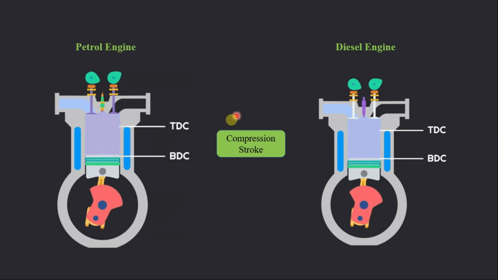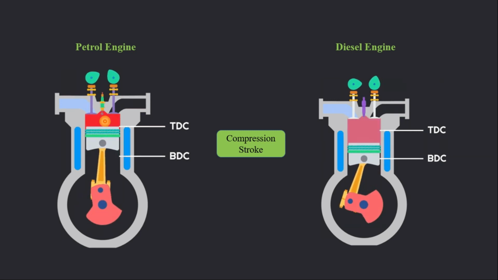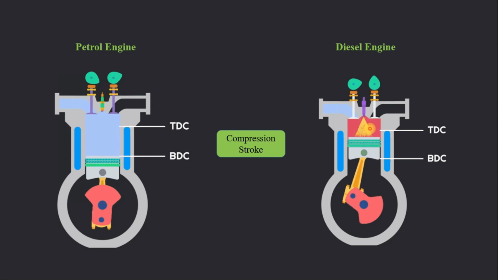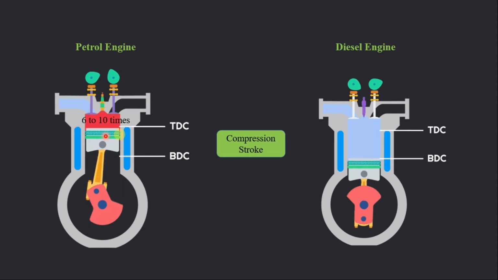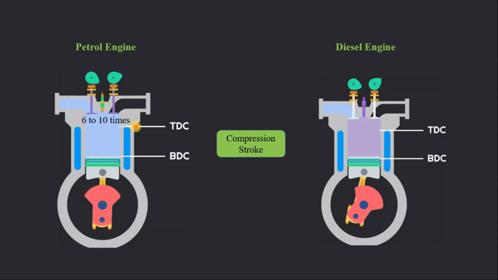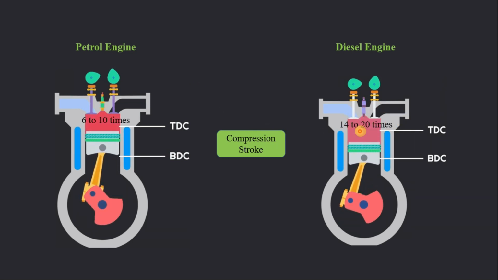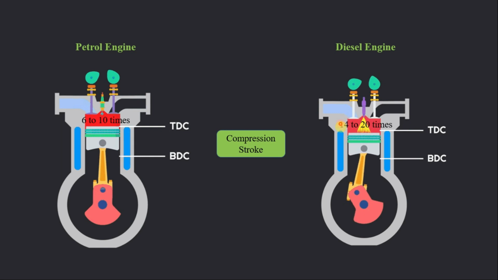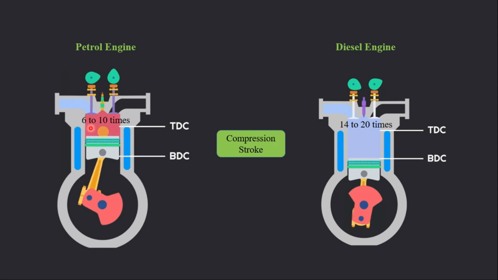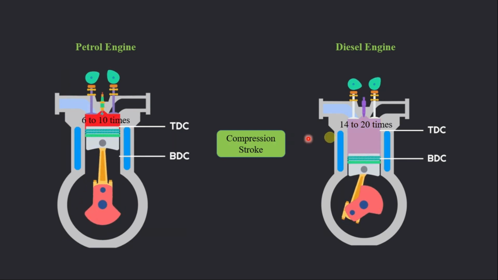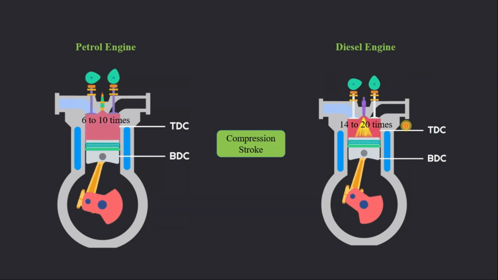Then in the compression stroke, we are compressing the mixture of air and fuel in a petrol engine, while in a diesel engine we are compressing only air. The compression in a petrol engine is up to 6 to 10 times, while in a diesel engine it is 14 to 20 times. Means we are compressing more in a diesel engine, or you can say the compression ratio in a petrol engine is low, up to 6 to 10, and in a diesel engine the compression ratio is up to 14 to 20.